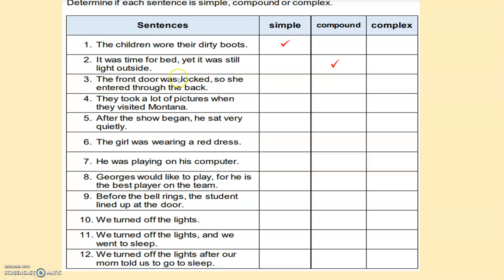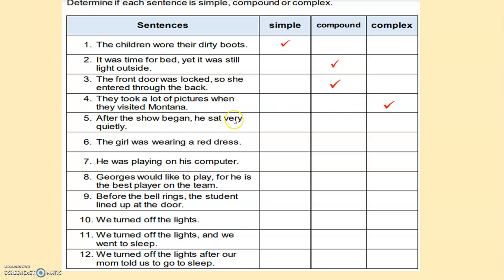The front door was locked, so she entered through the back. Now, the front door was locked makes sense. She entered through the back also makes sense. So again, what is it? Two independent clauses. It is a compound sentence. They took a lot of pictures when they visited Montana. Now here, they took a lot of pictures. Now it doesn't make sense. When they visited Montana makes sense. This is independent. But they took a lot of pictures when doesn't make sense. So it will be dependent and independent. So this will be what? This will be a complex sentence.